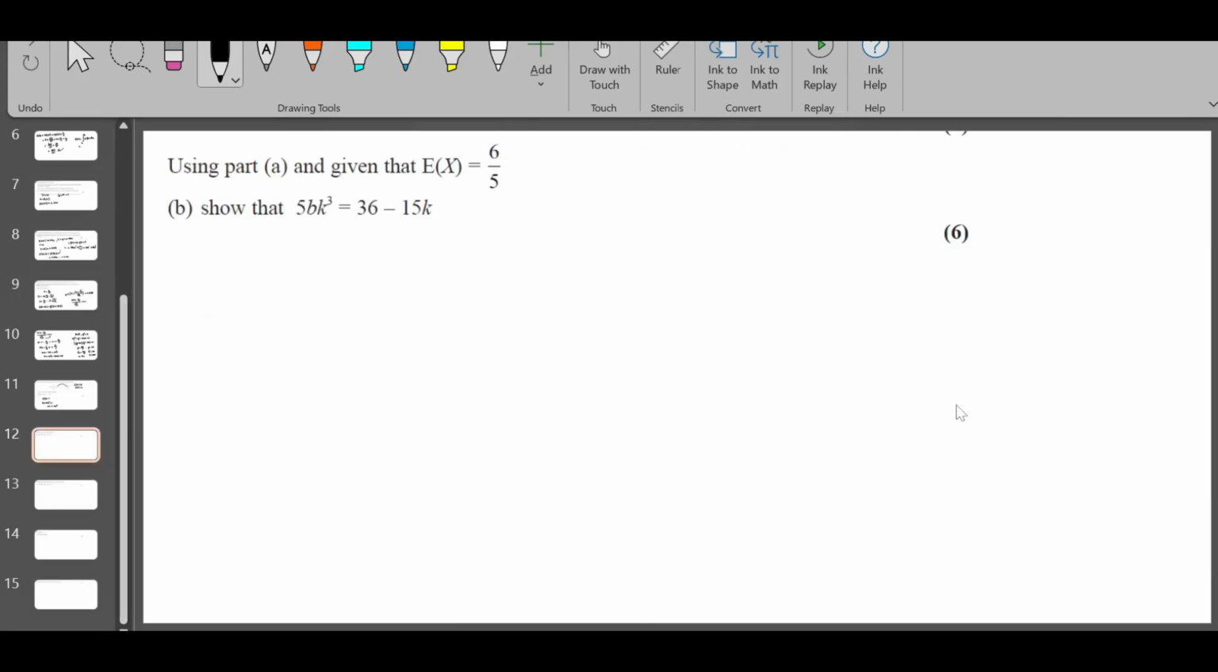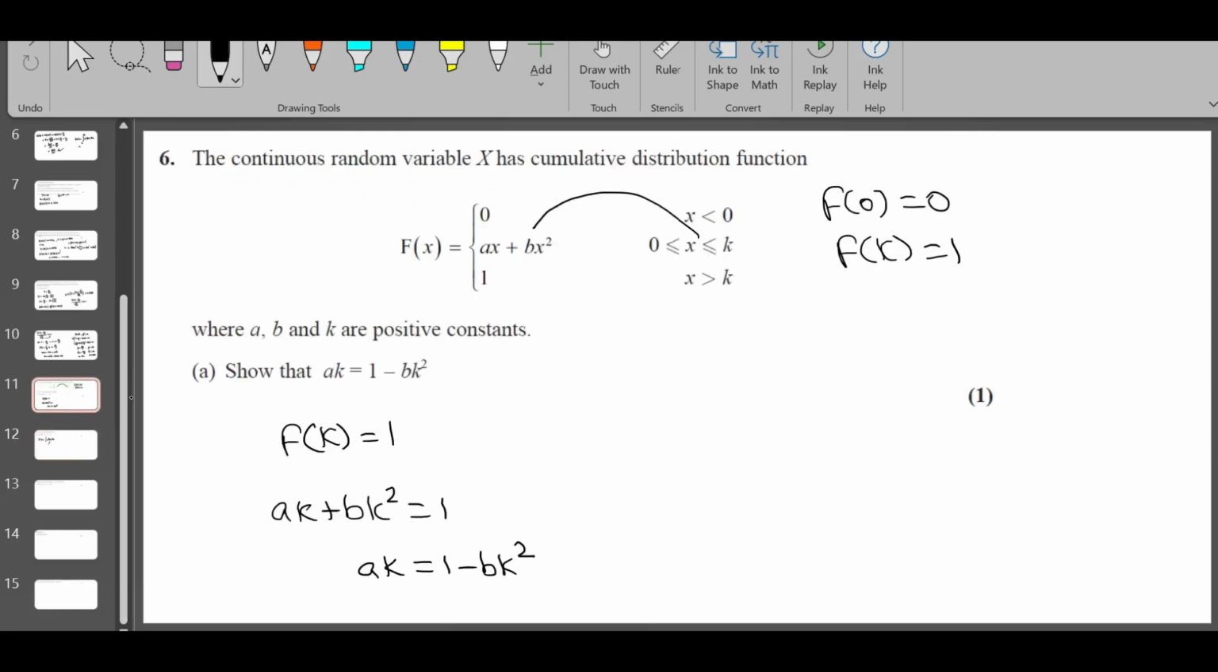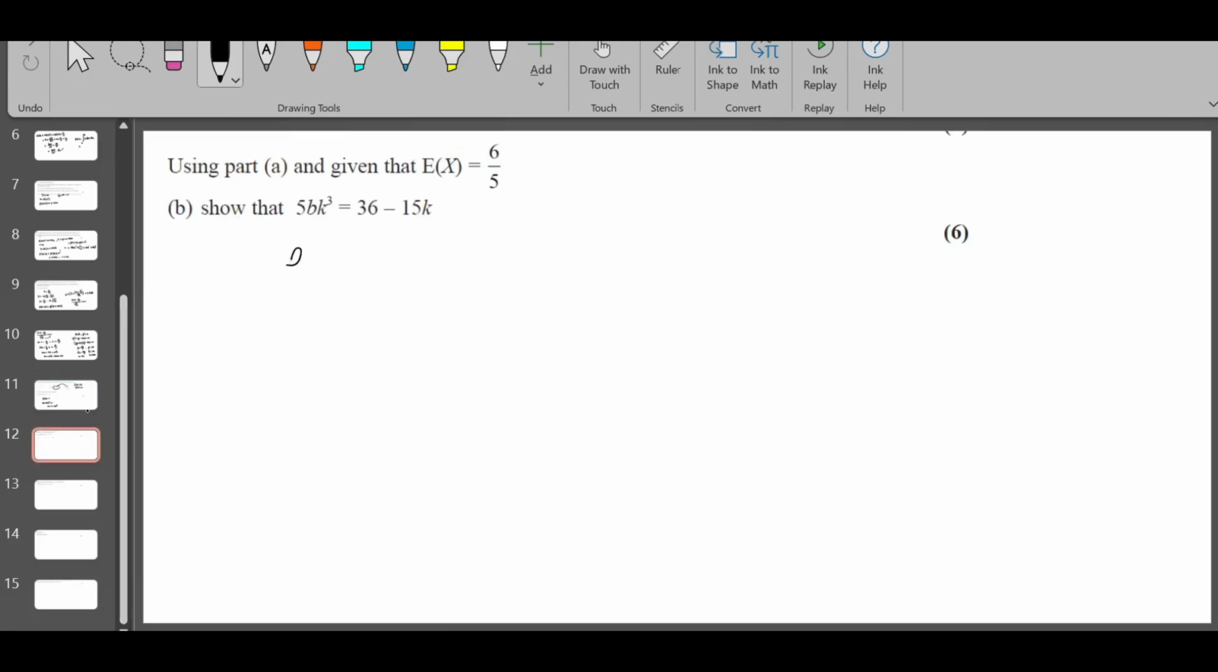Part B now. Using your answer to part A and given that E of x is this, show that this. To find E of x, the formula is integral of x f of x dx, right? So we need to find small f of x first. When you differentiate this, you will get small f of x. You will get a plus 2bx. So first we write f of x is equal to a plus 2bx.